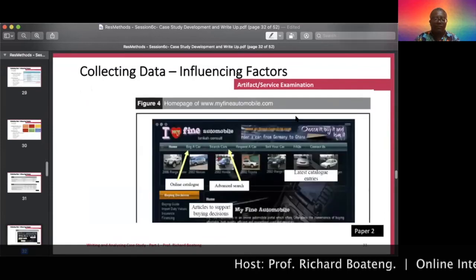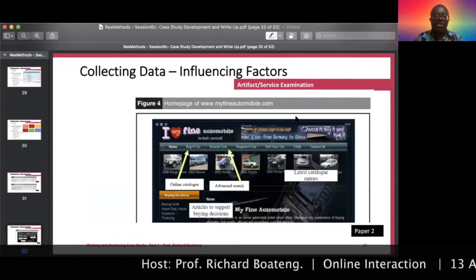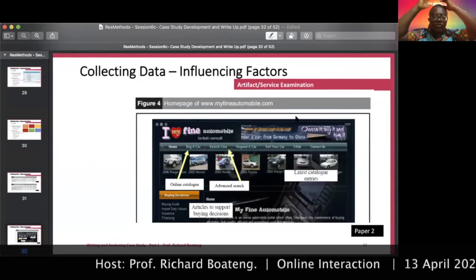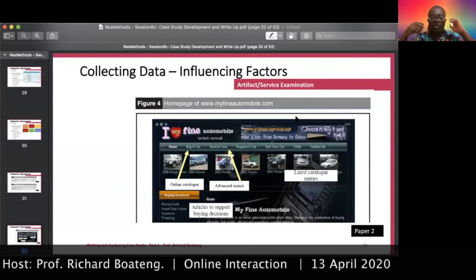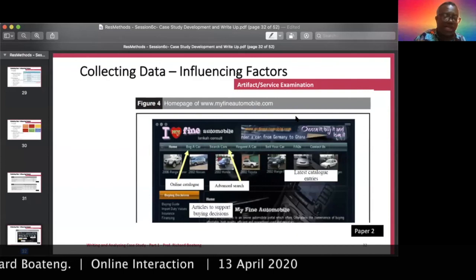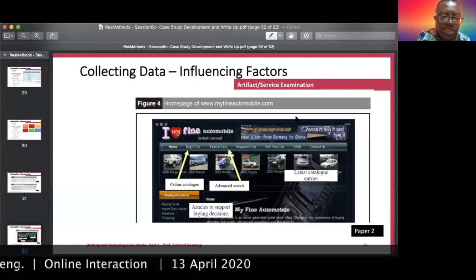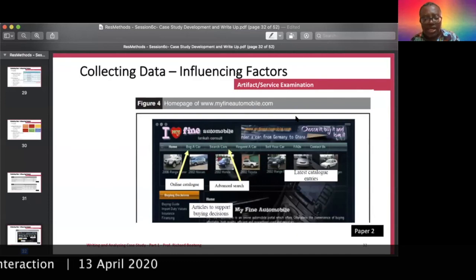Then you also have a website that you can use for artifact examination. This is My Fine Ride Automobile, the pseudonym website of Lanka Consult. When you go there, you can see the different facilities and the different operations and functions they have on the website. You can search for cars, you can buy a car, you can look at the latest catalog entries. You can even submit your own specification of a car that you are looking for, so that you can see whether they can get it for you.